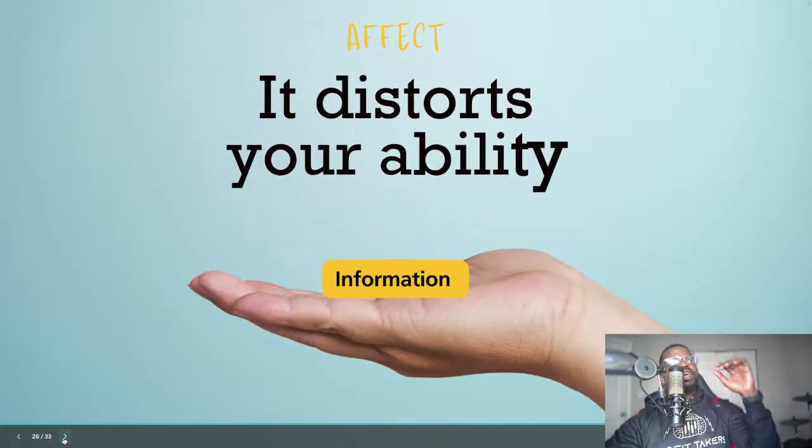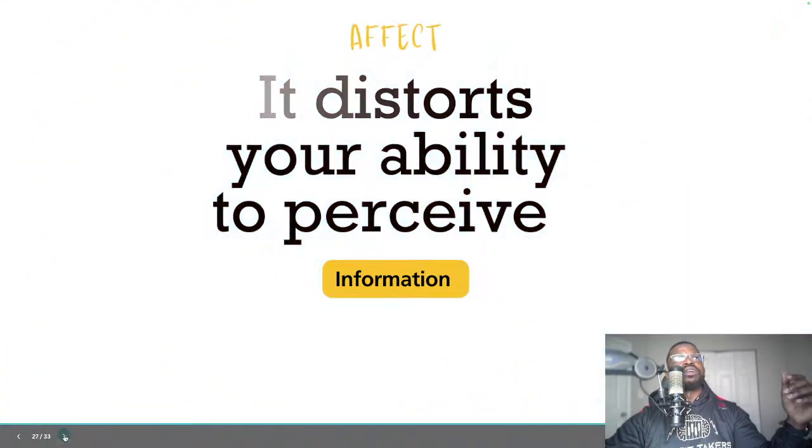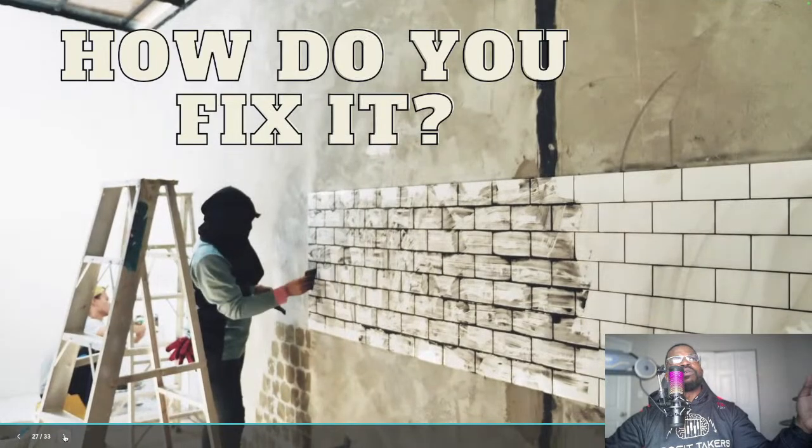All right, so being an extremist distorts your ability to perceive information from the market. And what I mean by that is everything in front of you could be telling you to stop and go the opposite direction. But with you being focused on those other concepts, you miss what's right in front of you. So how do we fix it?